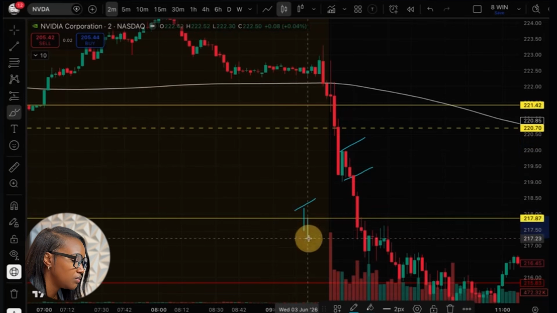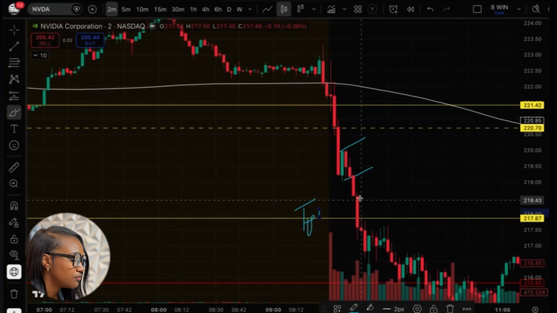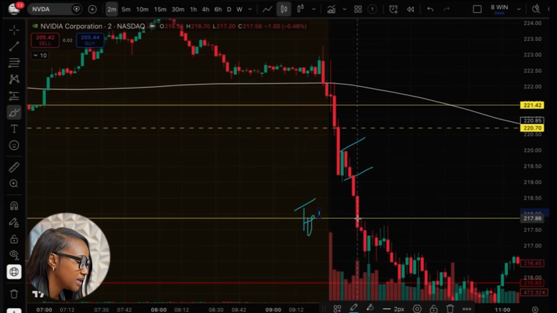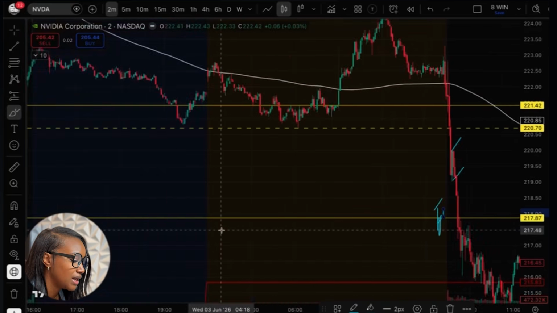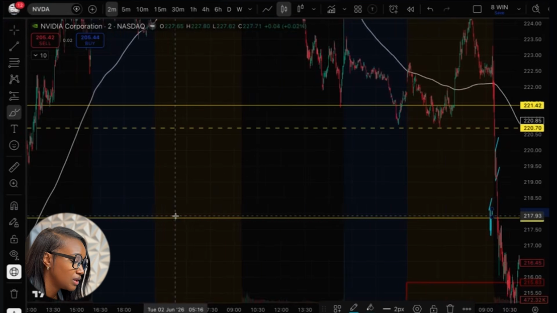We got into this beautiful play to the downside, nice push down to our first profit target, which we call TP1, right? TP is take profit 1. So this is where we're going to take off 50% of our contracts and getting paid for the work we've done thus far. And you want to know where I got this level from? 217.87. I want to highlight and show you it's not just out of the blue, it's not just by coincidence, right? It is an intentional level, okay?